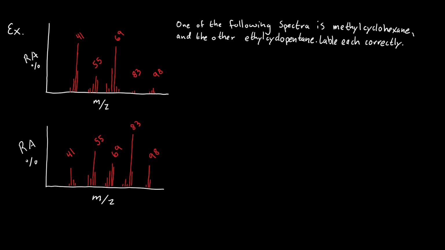Here's another example that you can pause to solve on your own. We're given 2 spectra. One is methyl cyclohexane and the other is ethyl cyclopentane. So let's draw those compounds. First we have methyl cyclohexane and then ethyl cyclopentane. The important thing to note here is that in general rings are stable and rings don't want to break.